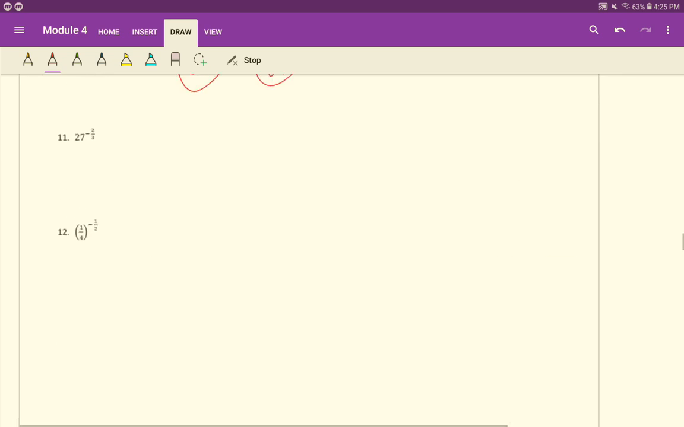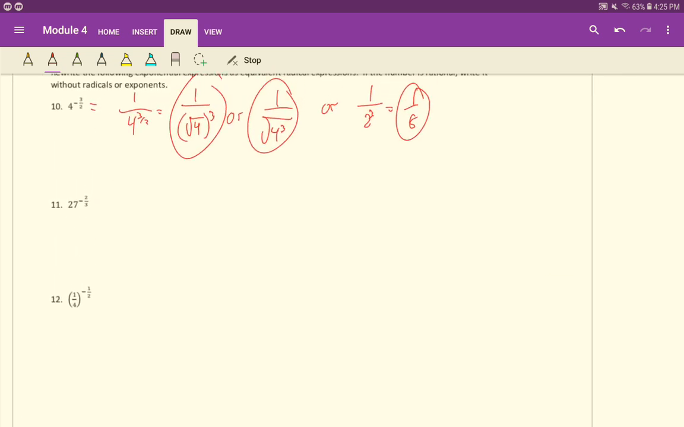Okay, so for our last two, 11 and 12, again, we'll rewrite that as 1 over 27 to the positive 2/3. We'll rewrite this one as 1 over 4 to the 1/2, like that. Bit of a strange thing. We'll come back to that. Hold the thought there. 1 over 27 to the 2/3, we can rewrite as 1 over the cube root of 27 squared, like that. Or we can write it as 1 over the cube root of 27 quantity squared, like that.